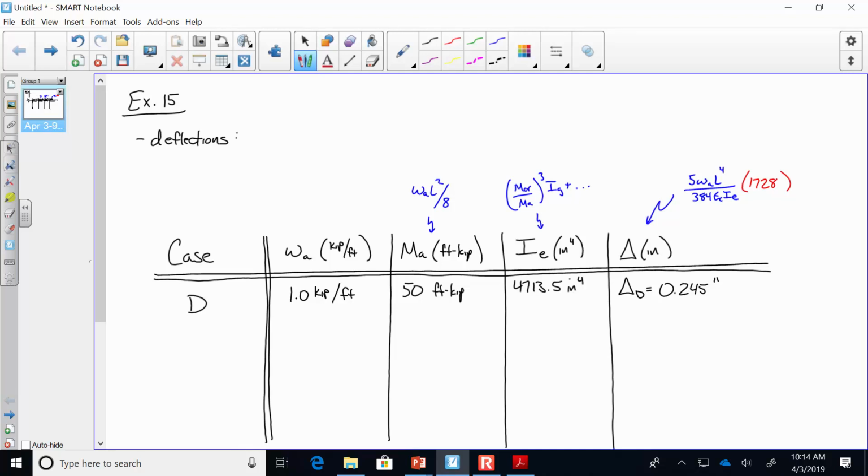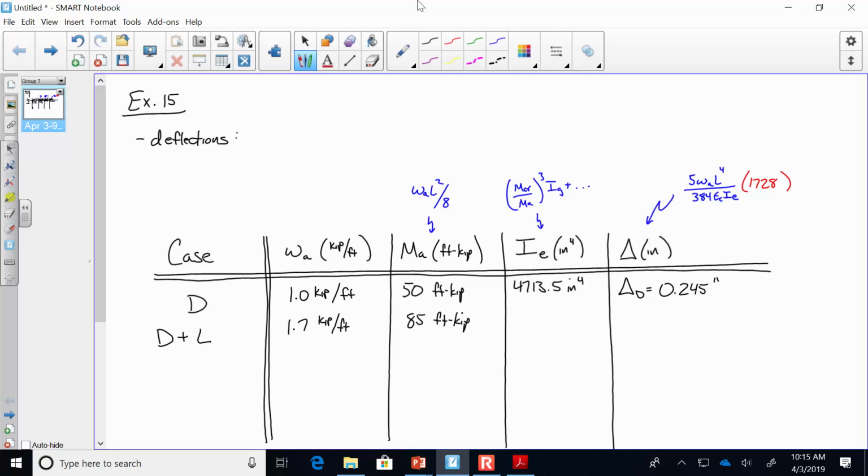Okay, now let's take a look at the next case, which is dead loads plus the live loads, okay? Now, what's going to change? Look right here. Is Wa going to be 1.0? I'm asking you. What's it going to be? 1.7. So this is 1.7 kips per foot. And so what is wL squared over 8? 85.